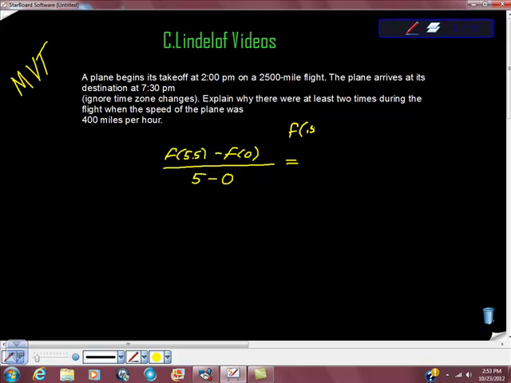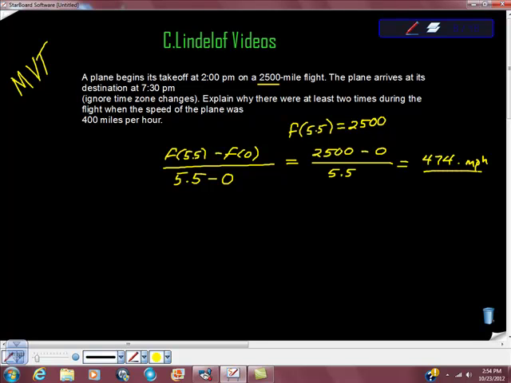I would not write this necessarily to my AP reader, but I'm writing it to you so you know where I'm getting this. That f of 5.5 is 2,500 miles, right? Because 5.5 hours later, you were 2,500 miles away. You started at position 0. You end up at position 2,500. So you have 2,500 minus f of 0. Well, f of 0 is your starting point, which is at 0. You started at the beginning, over 5.5. And if you do this math, you end up getting something like 474 something miles per hour. So that's your average speed.